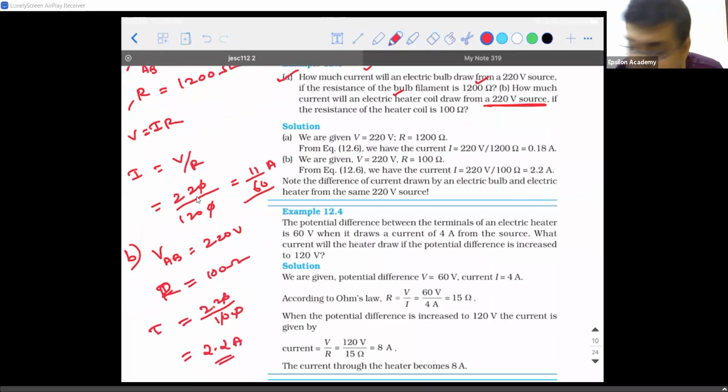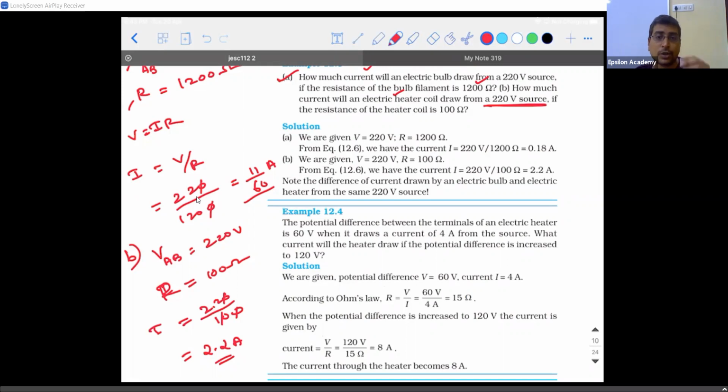Here one important point to be noted is 2.2 ampere is actually a high current. You know that 0.95 ampere of shock is enough for us to die. 1 ampere of current is enough to kill us.